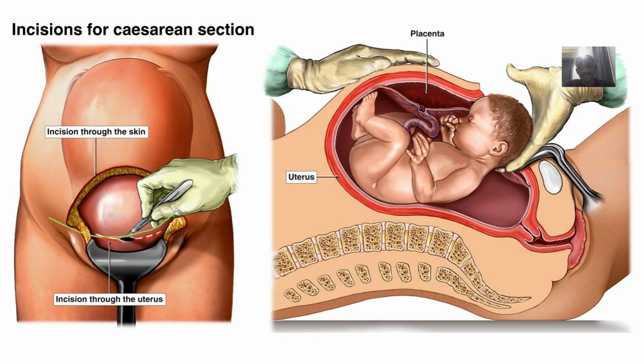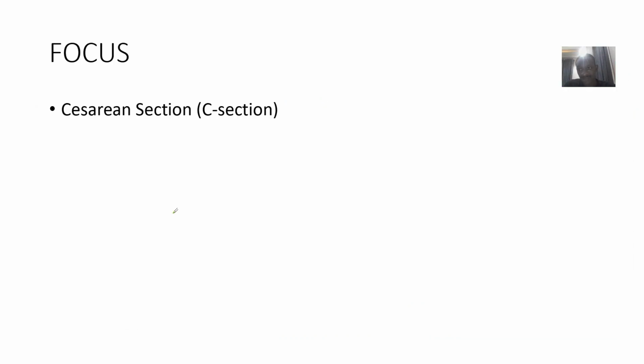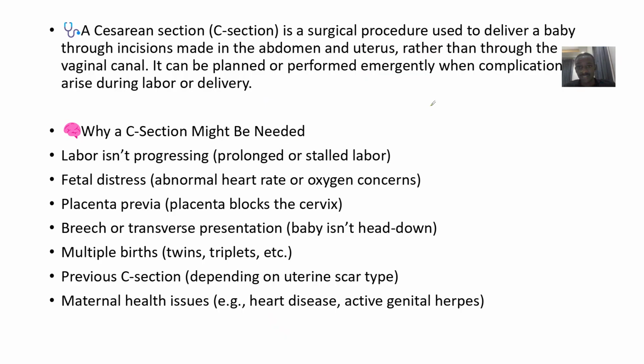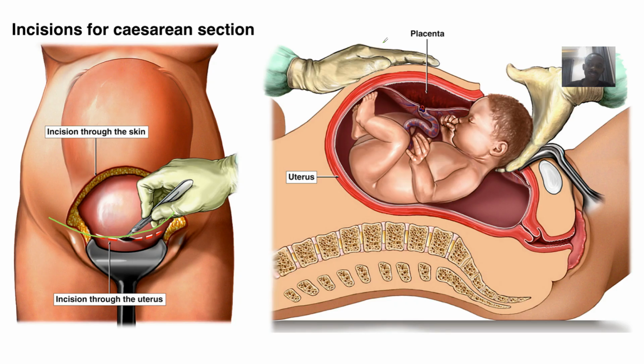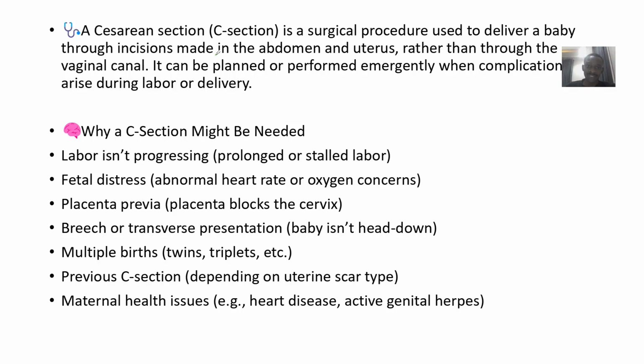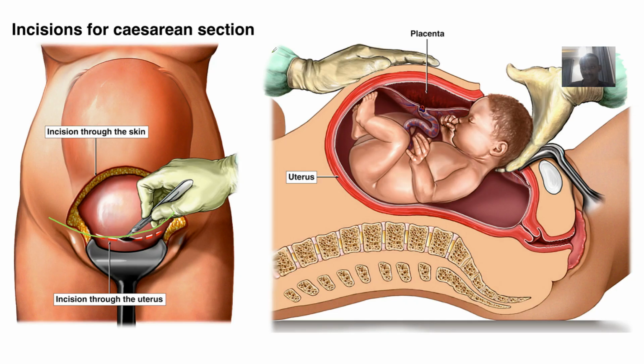There are reasons why the cut is C-shaped, so that it's along the lines of the skin, so that when you recover, there's a minimal scar. A cesarean section is a surgical procedure used to deliver a baby through incisions in the abdomen and the uterus. So they are cutting the mother open to bring out the baby.